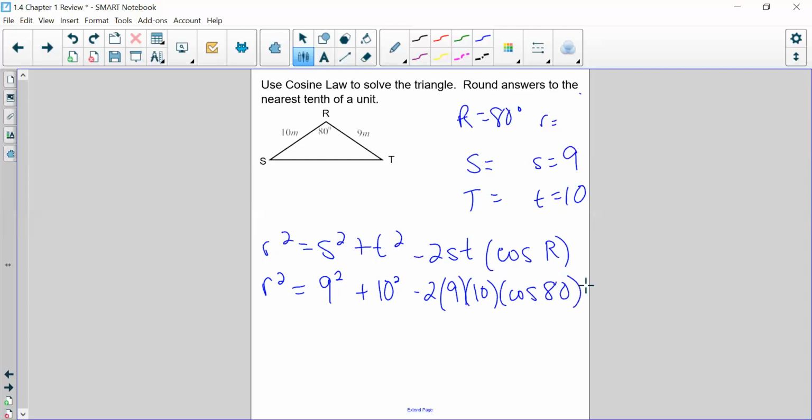I'm going to grab my calculator. 9 squared plus 10 squared minus 2 times 9 times 10 times cosine of 80. So initially I get R squared equals 149.74. Square root that, and R is 12.2.